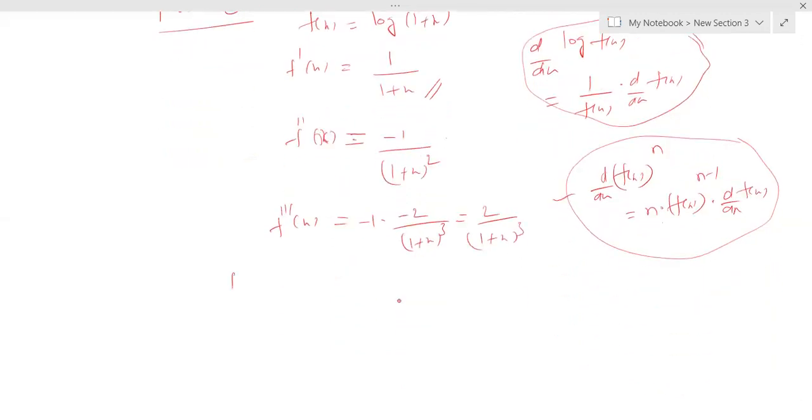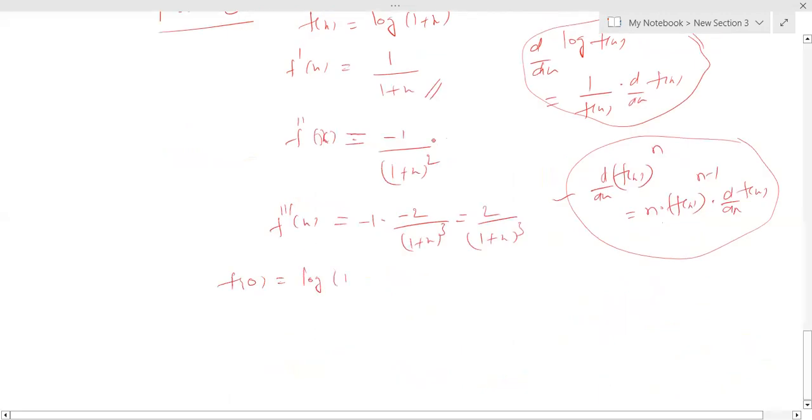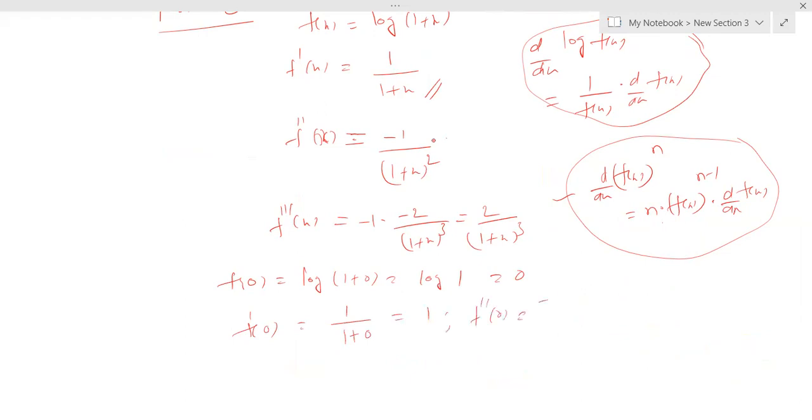Find f of 0 value. f of x value is log of 1 plus x. f of 0 means substitute x with 0, log of 1 plus 0. That means log 1. Log 1 value is always 0, whatever the base. Next, f dash 0. f dash value is 1 by 1 plus x. That means 1 by 1 plus 0 equal to 1. Similarly, f double dash 0. Minus 1 by 1 plus 0 whole square. That means minus 1 by 1, equal to minus 1.